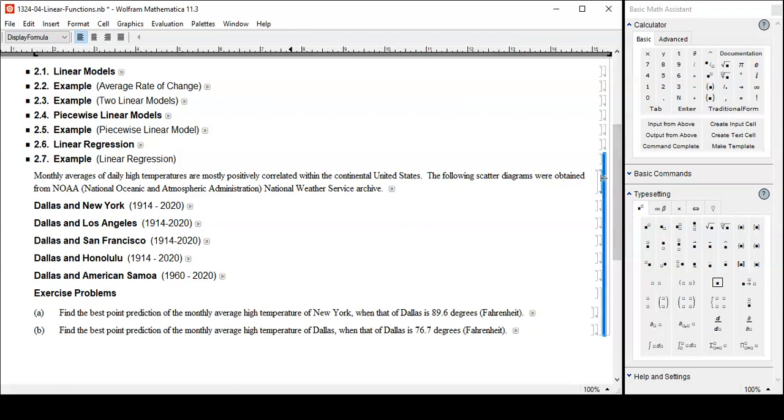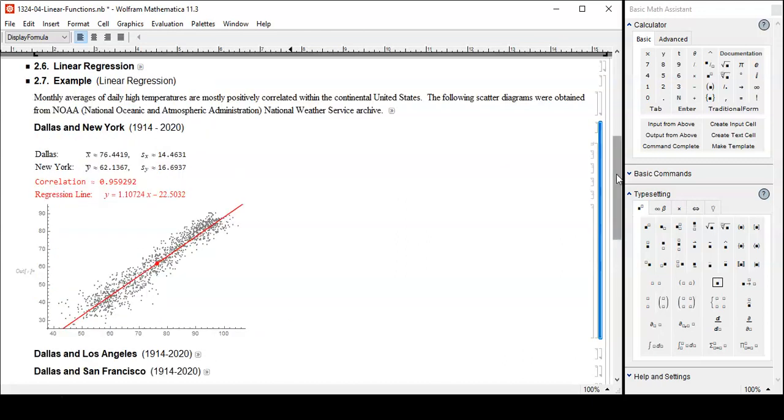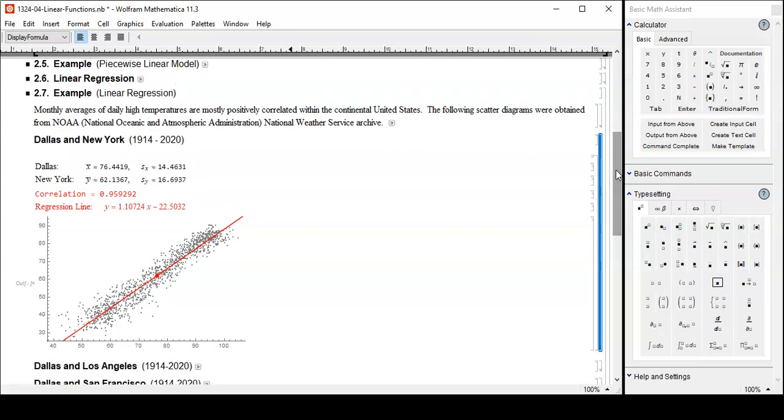Let's see. Monthly averages of daily high temperatures are mostly positively correlated within the continental United States. And we ended up with these scatter plots based upon NOAA data. And this is a correlation scatter plot for the monthly average of daily high temperatures of Dallas and New York from 1914 to 2020. Now, these are not daily, but monthly averages.